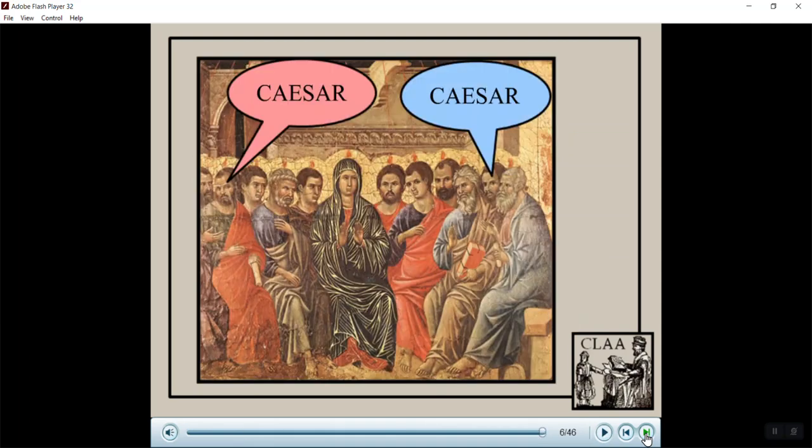In this picture, we find two men speaking the same language, but using different dialects. The man speaking in the red says the word Caesar. He's speaking in Latin. The man speaking in the blue says Caesar. He's also speaking Latin, but a different dialect. These men are speaking the same language, but different dialects.